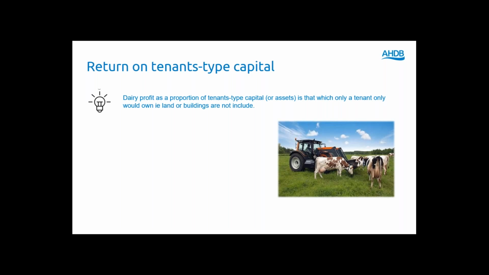So that would be machinery, livestock, stocks of fertilizer and feed, and anything they've got in the bank in terms of cash, etc. That would be your tenant type capital.